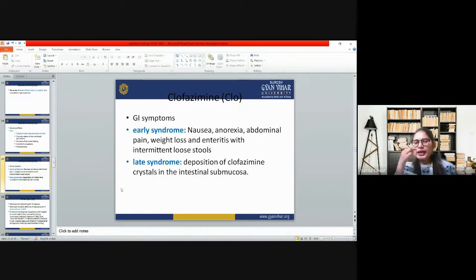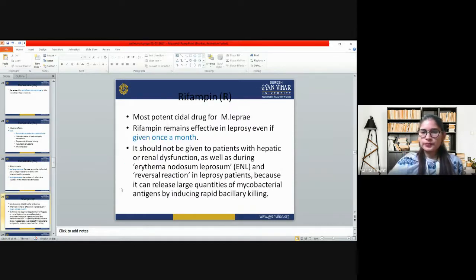Now, the side effects include early syndrome. It can cause early syndrome like nausea, anorexia, abdominal pain, weight loss, and enteritis with intermittent loss of stools. Then in late syndrome, it can cause deposition of clofazimine crystals in the intestinal submucosa.